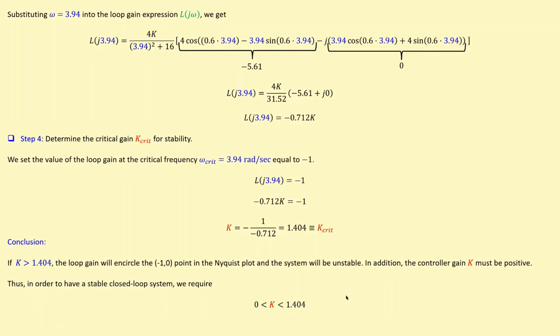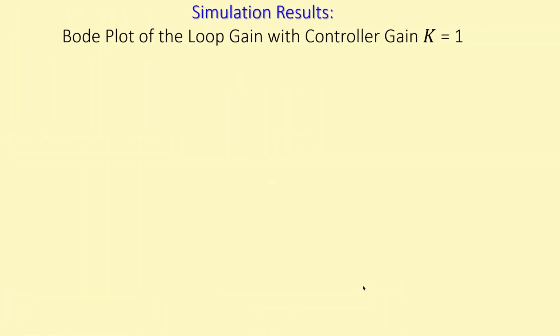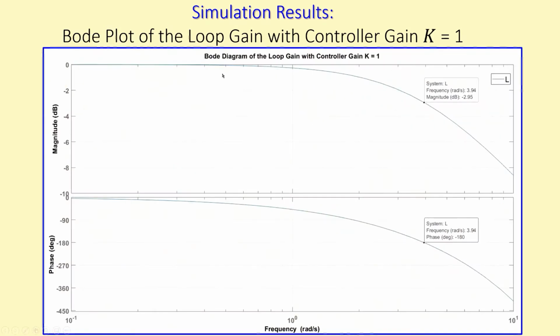Now let's verify also our calculations using the simulation results. So that's actually our next step. Now, the simulation results, let's start first with a Bode plot of the loop gain with a controller gain of 1. That means you have a controller, but the gain is just 1. Actually, there is no controller. There is no additional action in place. So let's look at the situation for this case. Now, this is the Bode diagram or the Bode plot of the loop gain with a controller gain k of 1. Now, I've set this equal to L.